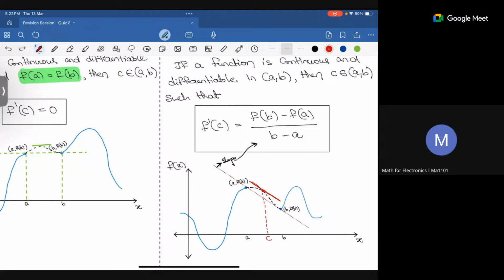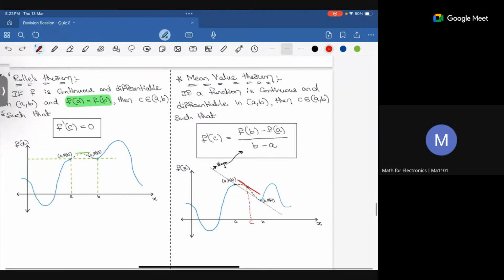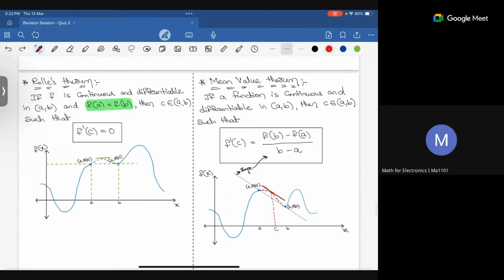And again, graphically it also makes sense. They both will be parallel. Parallel lines have the same slope, right? So there will always exist a point. That is what the mean value theorem says. The average value over this interval is f of b minus f of a divided by b minus a. So the average value should be attained at one particular point, right?